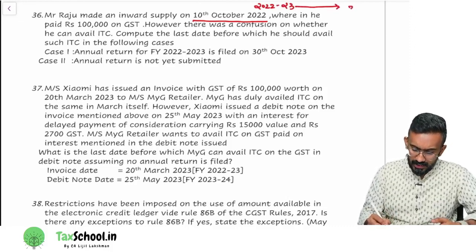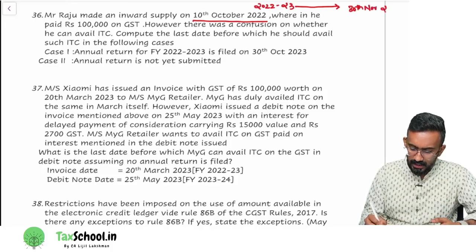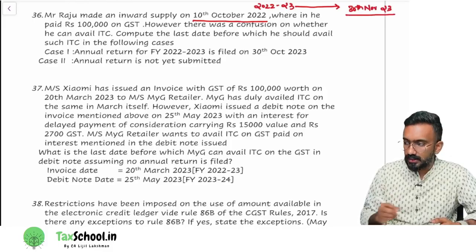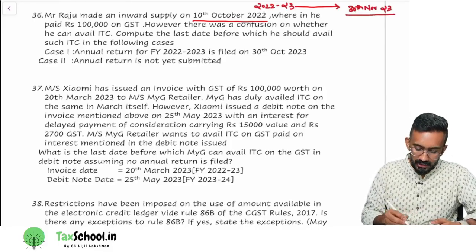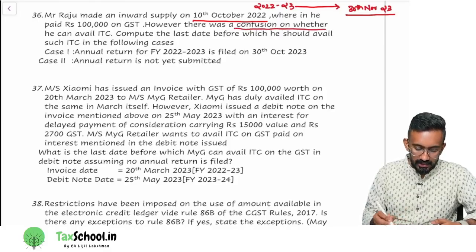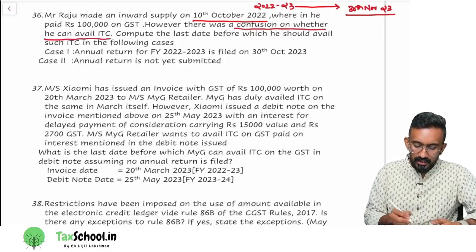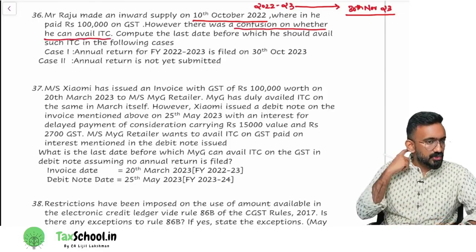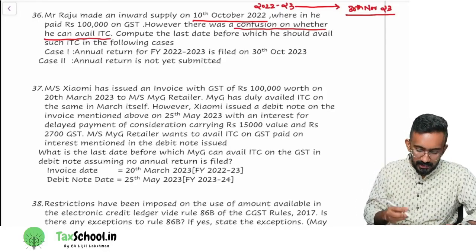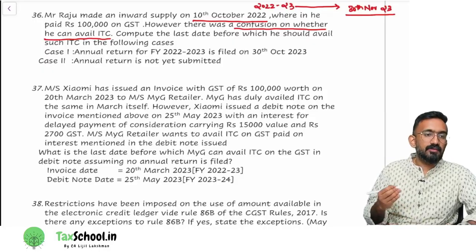What is the last date for claiming ITC for this financial year? It is 30th November next financial year. That is 2023-2024, which is 30th November would be in 2023. Or date of filing annual return. There was a confusion on whether he can avail ITC. Come up with the last date before which he should avail ITC so that he does not lose the ITC because of the time limit. First, we have to look at when did he file the annual return.